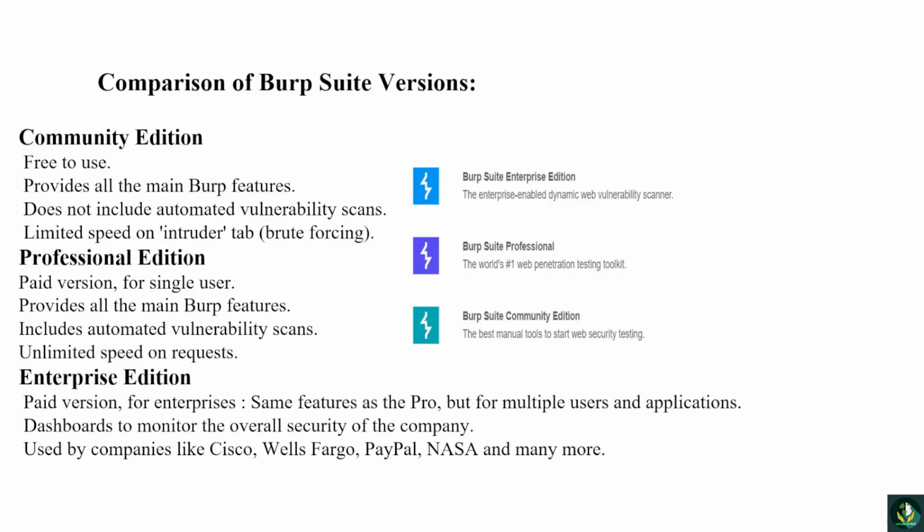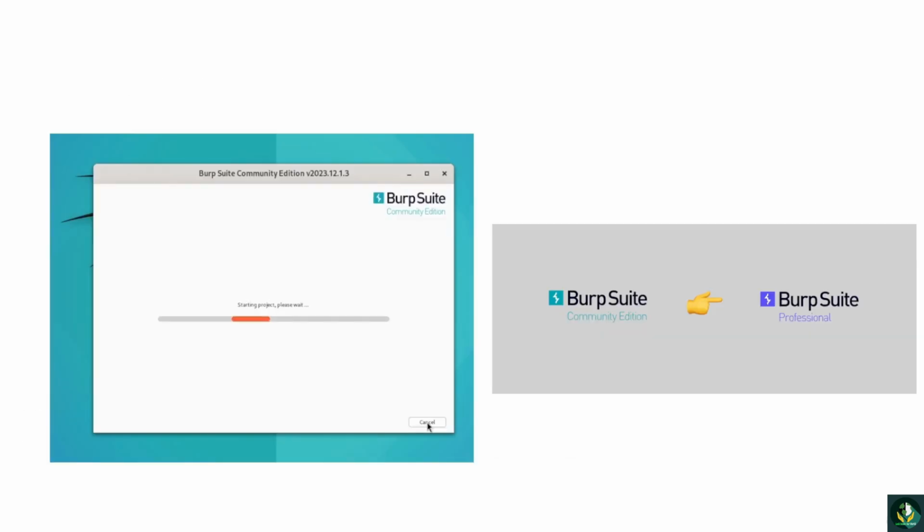Now, let's take a look at the different editions of Burp Suite. First, we have the Community Edition. This edition is free to use and includes all the essential Burp functionalities. This is a great starting point for beginners, but it does have some limitations.